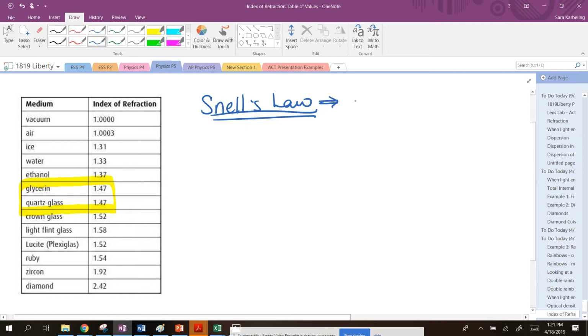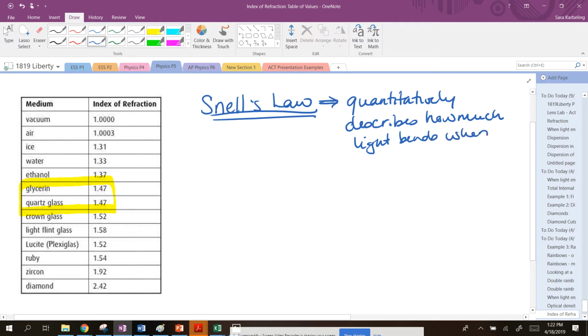Again, it is the equation that quantitatively describes how much light bends when it enters a new medium. Okay. So I'm going to tell you this equation. We might play with it a little tiny bit, and then tomorrow you'll get a good chance to get your hands dirty with it and really understand how it works.